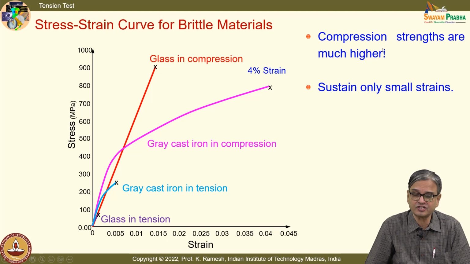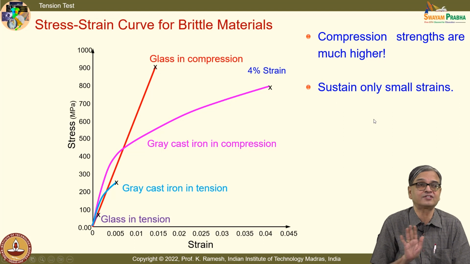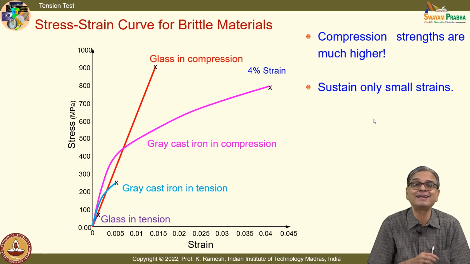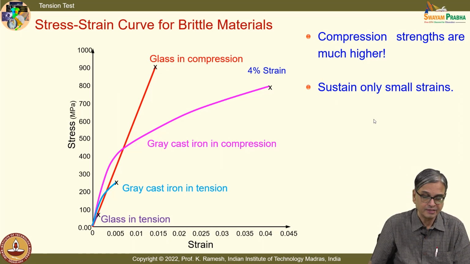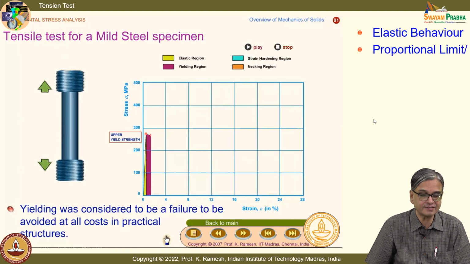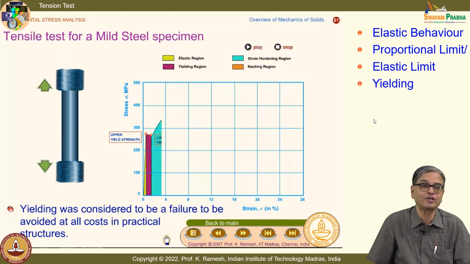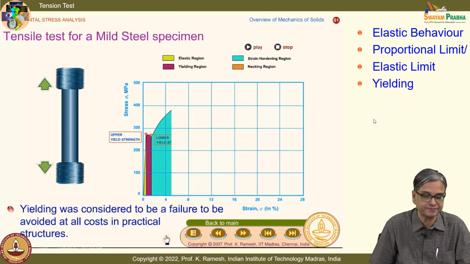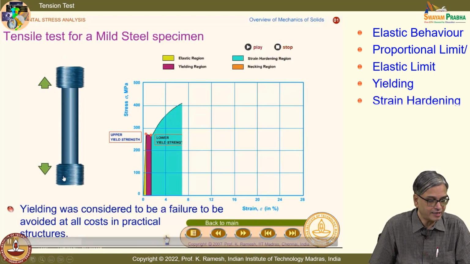summarized here. Compression strengths are much higher. They sustain only small strains. These are all the important observations when you handle a brittle material. Now we move on to a ductile material. You have seen this graph many times in the course, but today you are going to see it minutely. We are not going to be in a hurry.